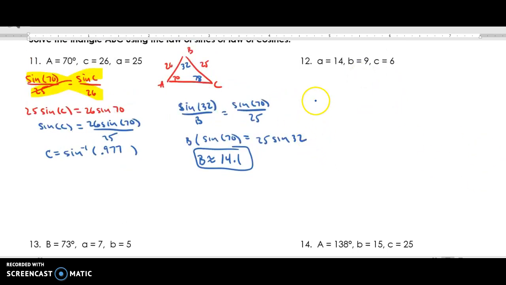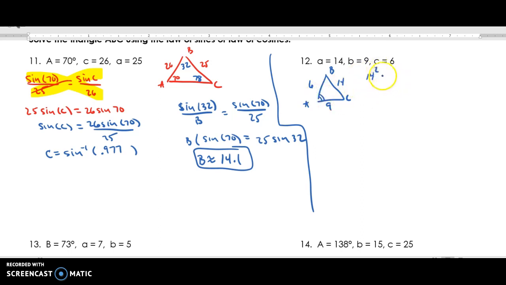Number 12, when you look at number 12, right now we have this triangle. You have A, you have B, you have C. Little a is 14, little b is 9, little c is 6. So for this one, just to let you know, we're going to find the largest angle first. So we're going to find angle A, right?